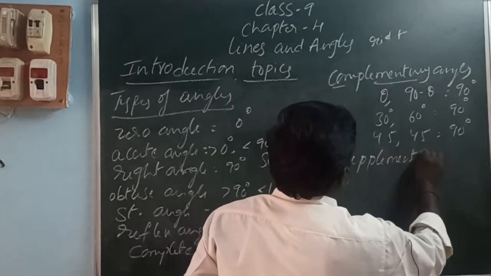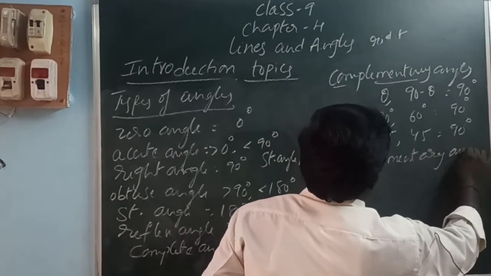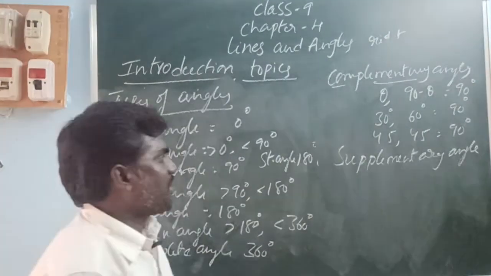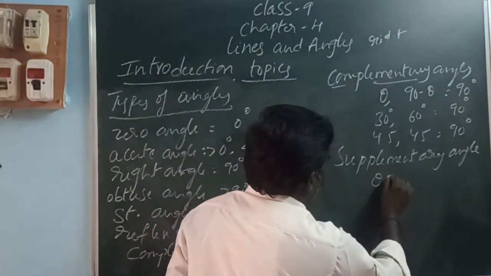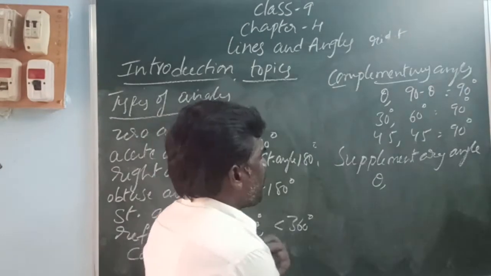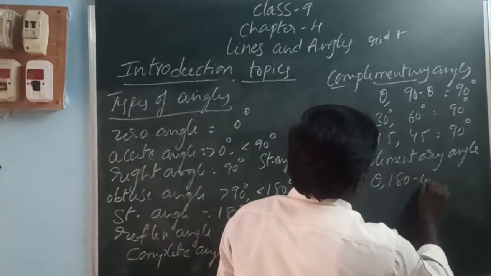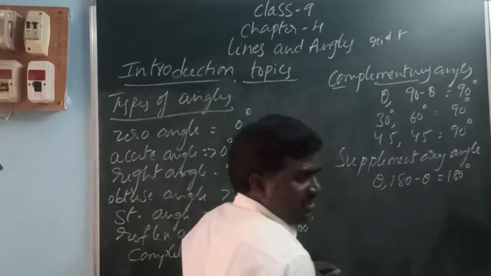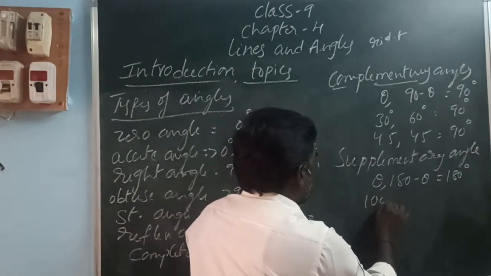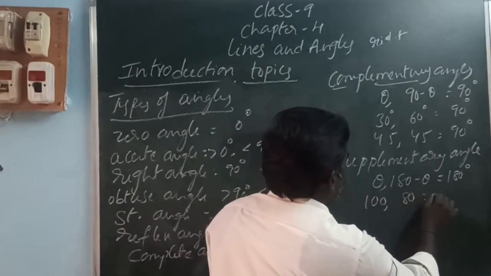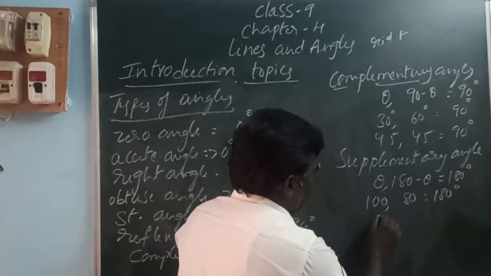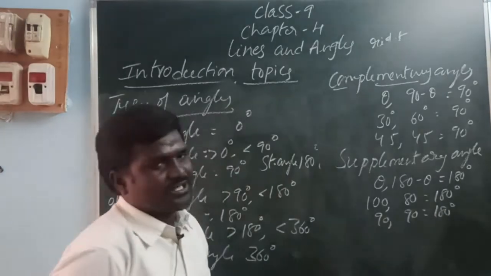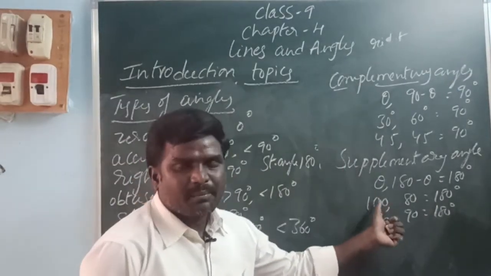Supplementary angles: the sum of any two angles is 180 degrees. Those angles are called supplementary angles. For example, theta is one angle, its supplementary angle is 180 minus theta. When adding these two angles, how much? 180 degrees. Next we take 100, its supplementary angle is 80. When adding these two, how much? 180. Next 90, 90 plus 90, how much? 180 degrees. So these angles are called supplementary angles.